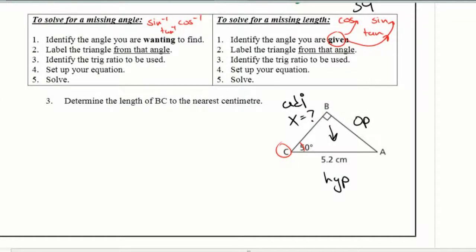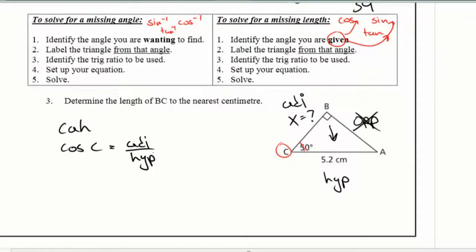This is the opposite side over here, but I'm not interested in it because I'm not trying to find it and it's not given, so it's just information I don't really need. All right, so from angle C, the next thing we need to do is identify the trig ratio we're using. In this case, I have the adjacent and the hypotenuse. So if I think of SOHCAHTOA, if I take CAH, or cosine, the cosine of our angle, in this case C, is the adjacent side divided by the hypotenuse.